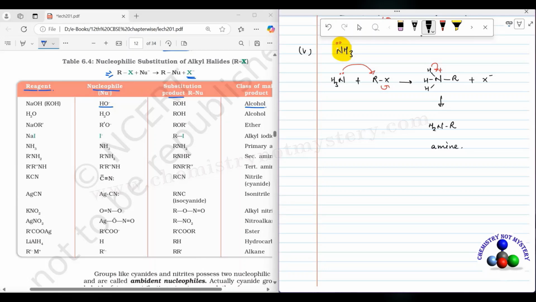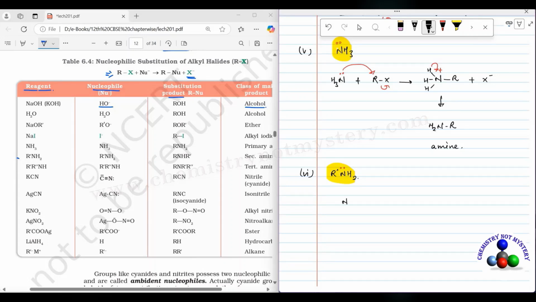Now come to the next reagent. The next reagent is RNH2. So this is R-NH2. Again, in the same way as we did for ammonia, in RNH2 also nitrogen carries lone pair of electron. So this whole molecule acts as a nucleophile. Now let's write the reaction with alkyl halide.